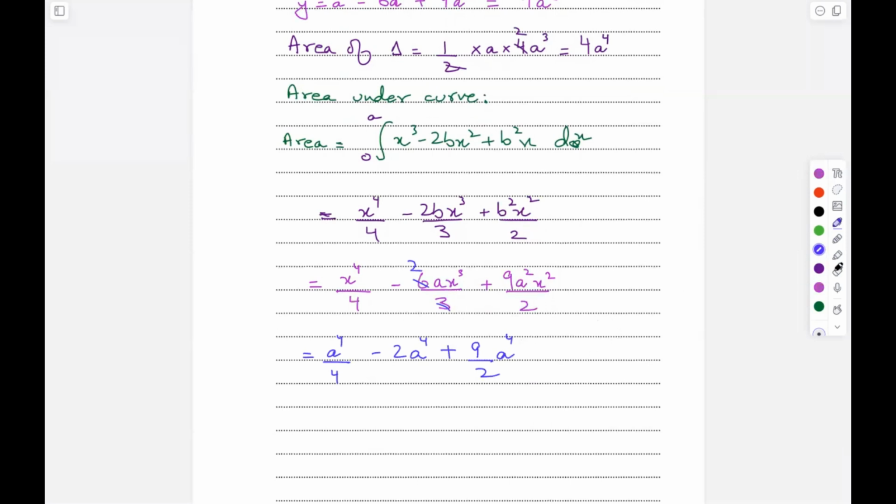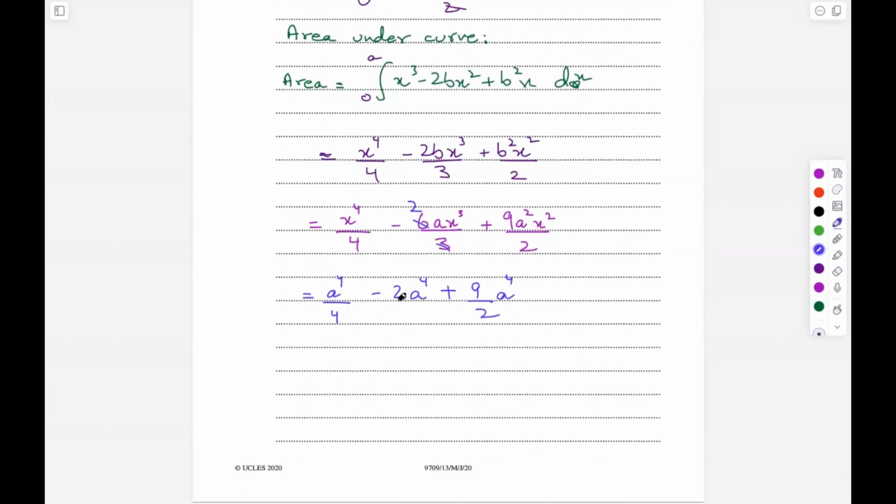Now, when we substitute x equals 0 in all of these three terms, it will become 0, so we can leave it as it is. Now, simplifying this first, taking the LCM, which is 4, this will become a to the power 4 minus, this will multiply by 4, so minus 8a to the power 4, and this will multiply by 2, so plus 18a to the power 4. So 1 minus 8 is minus 7. Minus 7 plus 18 will become 11. So the area under the curve is 11a to the power 4 upon 4.